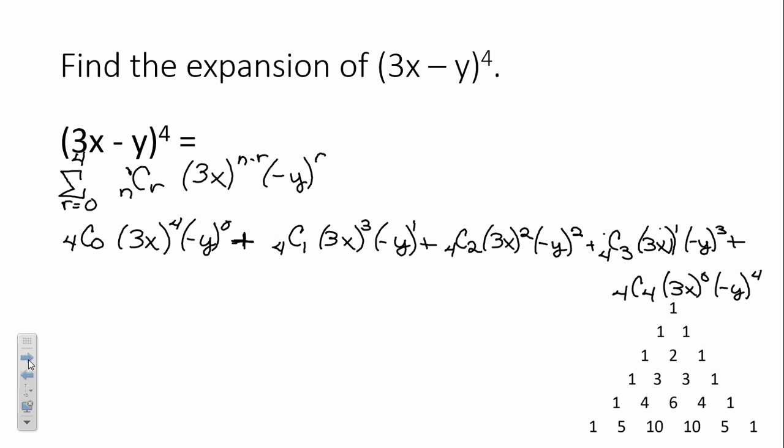Okay? So nothing here. This is going to be a 1, and 3x to the fourth is going to be 3 times 3 is 9 times 3 is 27 times 3 is 81, x to the fourth, right? Okay.